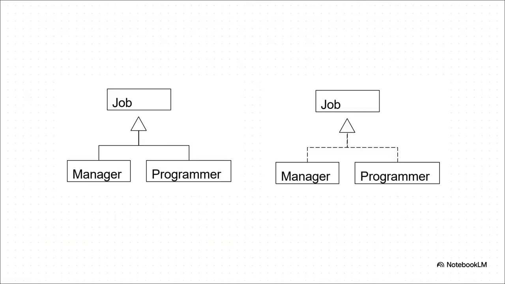And the notation reflects this difference perfectly. That solid line with a closed, unfilled arrowhead, that's your signal for inheritance. The dashed line with the same arrowhead, that signifies interface realization. They're visually distinct for a reason. They represent fundamentally different architectural choices that have huge implications for how coupled and flexible your system is.